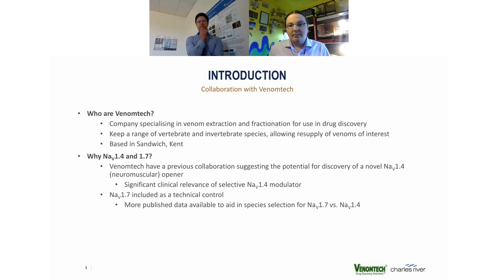Nav1.4 is something new to me, really, in the prospect of this project, and we had some interesting data looking at the mechanisms of spastic muscle contractions from spider bites that led us down the road of maybe this could be a Nav1.4 mechanism. So that's why we looked at the neuromuscular Nav1.4 and then used the Nav1.7 more as the traditional technical control. We knew we were going to find 1.7 activators and blockers, and then could verify the technology as well as the systems.